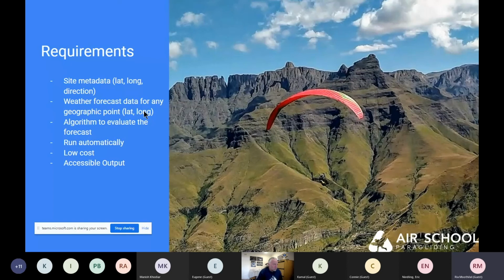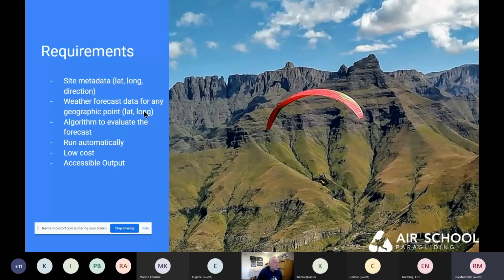Then we need an algorithm to evaluate the forecast. Firstly, sorry, take a step back there. I spoke about the site metadata. The second thing that we need is the weather forecast data for any geographic point. So if I have the latitude and longitude of my site, can I get the weather forecast data for this particular latitude and longitude? The third requirement was an algorithm to evaluate the site based on its metadata and the weather forecast.